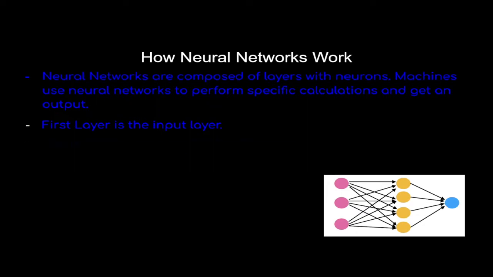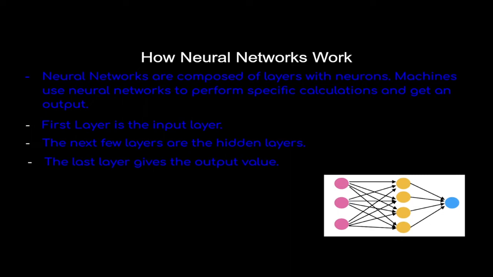The next few layers, or in this case just one layer, are the hidden layers. These hidden layers enhance the behavior of the neural network. The last layer gives the output value. As you can see from this diagram, there's only one neuron at the end of this neural network. This signals that maybe this is a linear regression problem with 3 variables being inputted and one number being outputted. But usually in classification problems, we will have 2 or more, as each neuron represents a class.